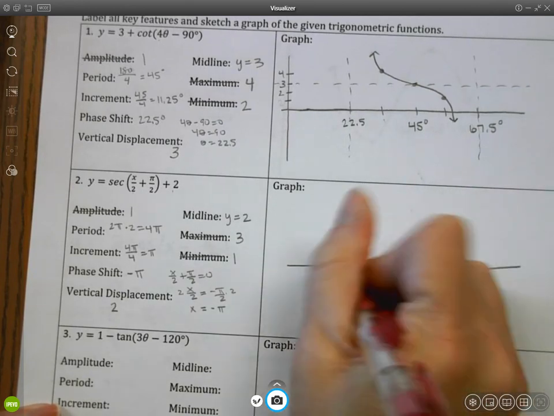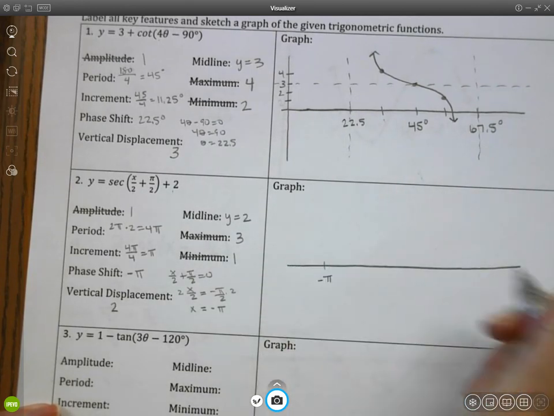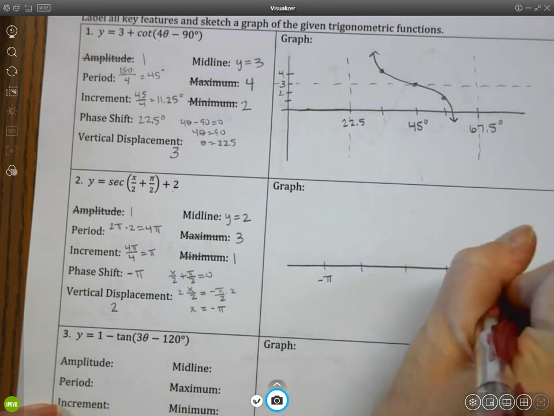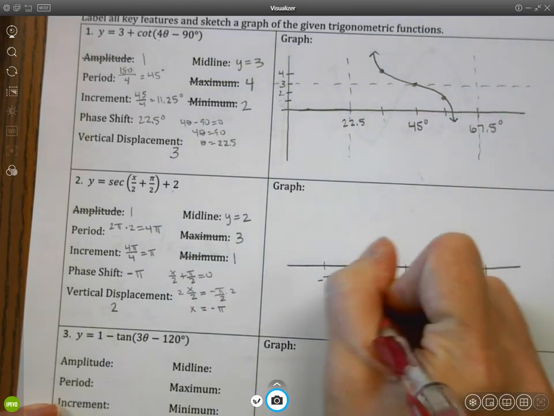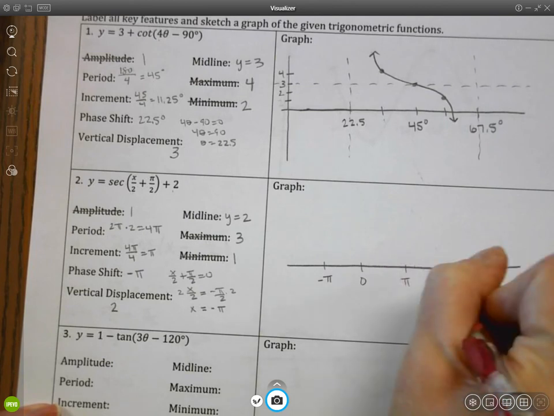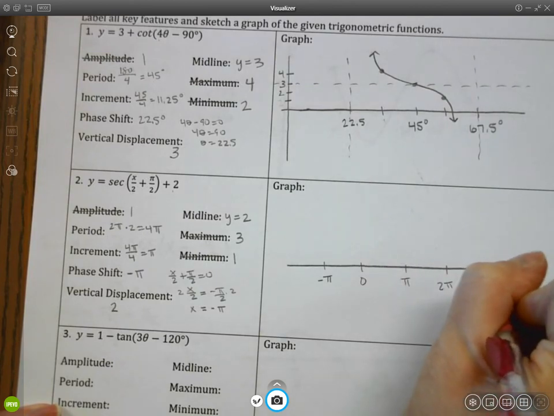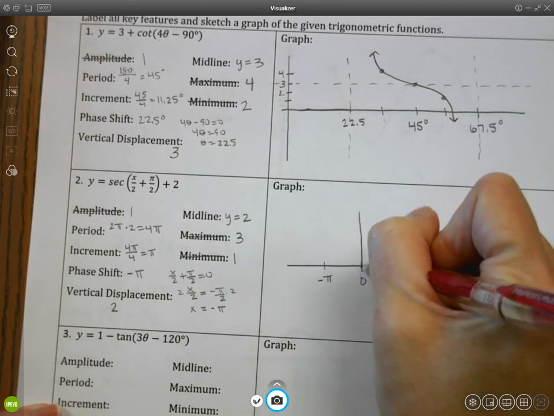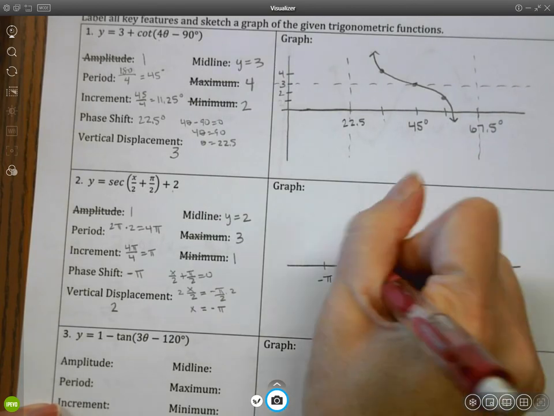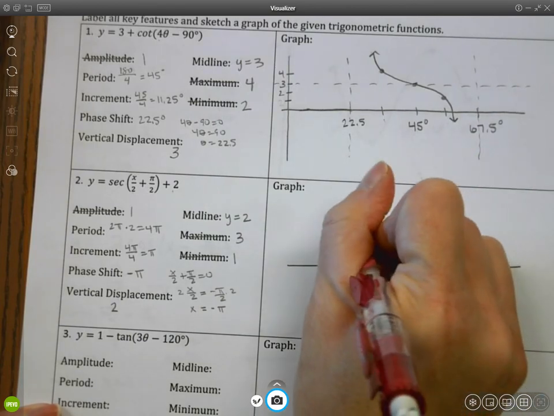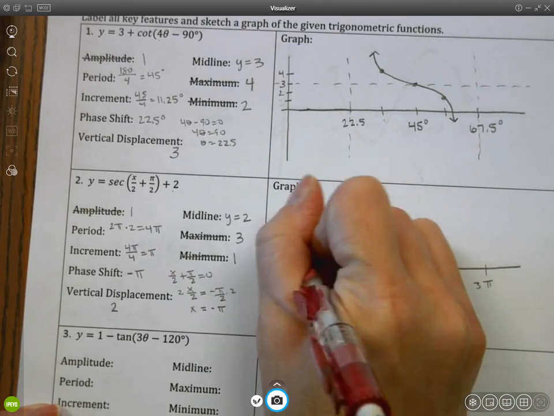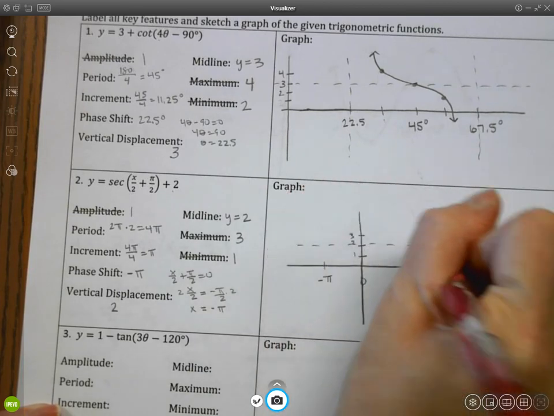All right, x-axis. Phase shift says start at negative pi. You need 1, 2, 3, 4 more marks. We're going to add pi, so this is 0, pi, 2 pi, 3 pi. Put your y-axis through 0. We need 1, 2, 3. Your midline is at 2.